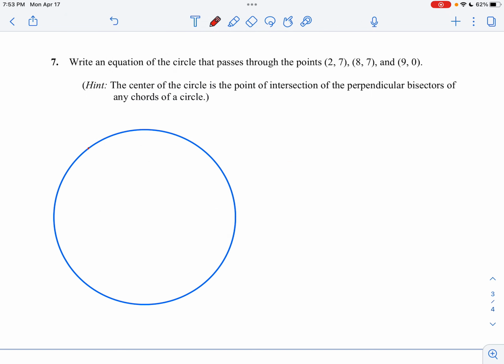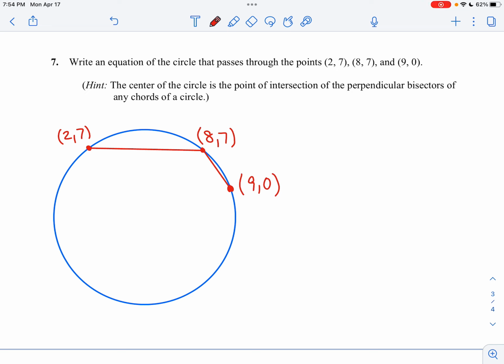So let's plot our points 2, 7, 8, 7, 9, 0 would be somewhere to the right and down from there. Now, we actually could draw 1, 2, 3 different chords, but we don't need all 3. So you can pick any 2 chords that you want. This one is really nice to pick because it's a perfectly horizontal line, so that can make our work easier for us. And I actually like doing this one right here, just because it's not going to be in the way when we do the next step.